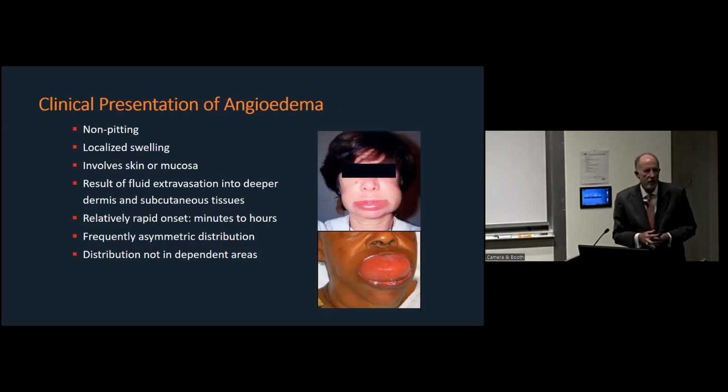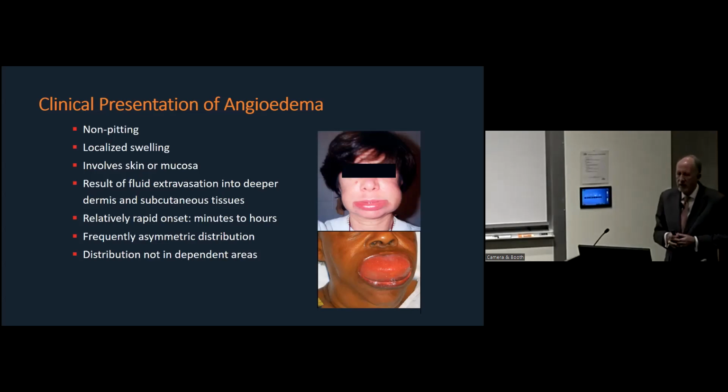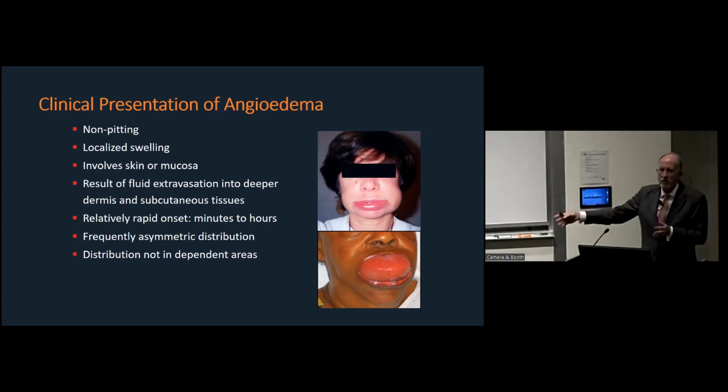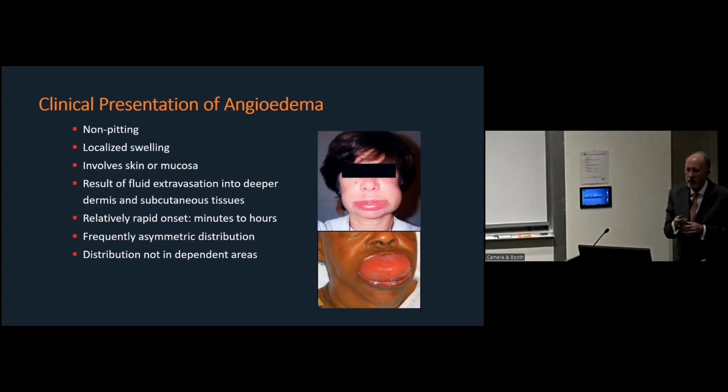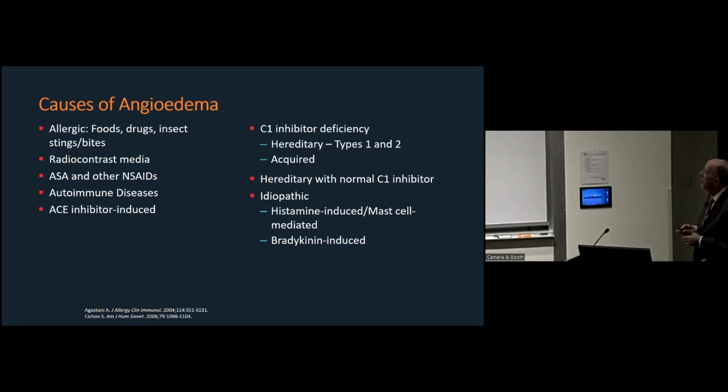So what is angioedema? It's a non-pitting swelling. It's localized, usually asymmetric, and it's the result of fluid leaking from vessels into the deeper tissues. It typically has a relatively rapid onset, from minutes to hours as opposed to days or weeks. Patients are usually normal in between events. And again, the distribution is not in dependent areas. You can see the lady with her lip and face swelling, and then another woman with fairly severe tongue swelling.